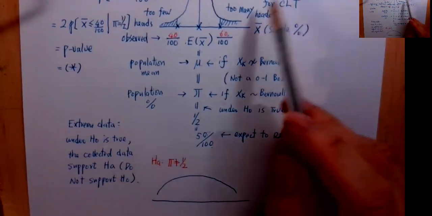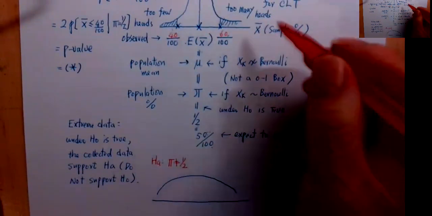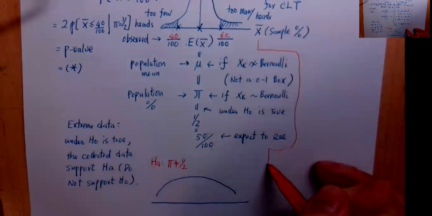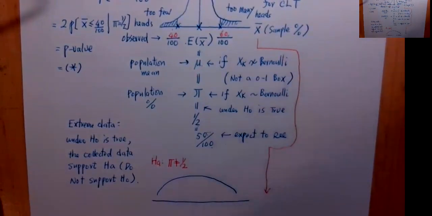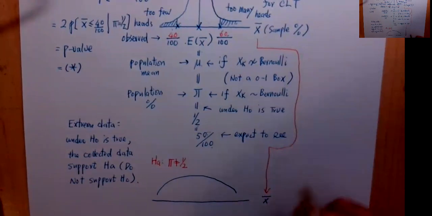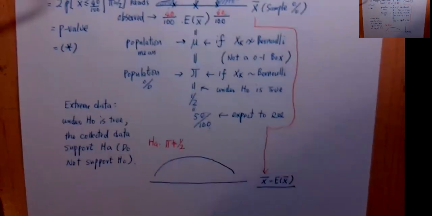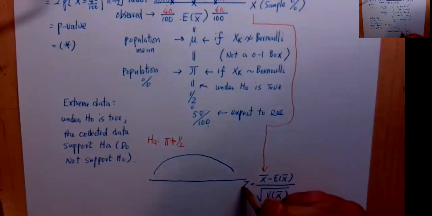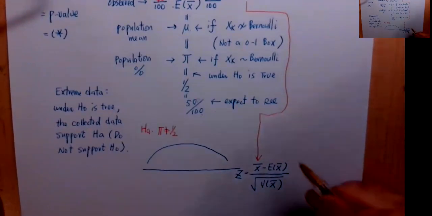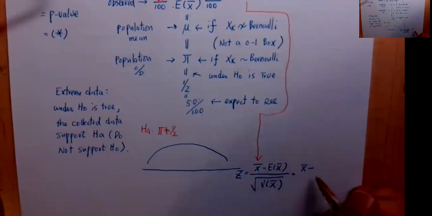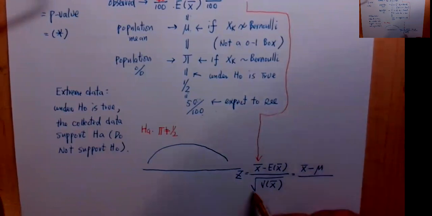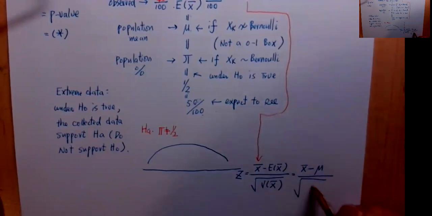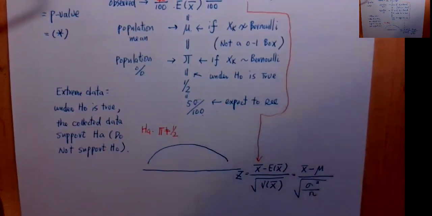Okay, in order to find the size of the shaded area, as usual, our first step is to standardize. We need to standardize X bar. And standardization is any random variable subtracted by its mean, and then divided by the standard deviation. This will convert into a z-score, standard normal distribution. Now, let's go a little bit further. X bar minus its expectation, which is mu, divided by the square root of the variance of X bar, which is the square root of sigma squared over n.